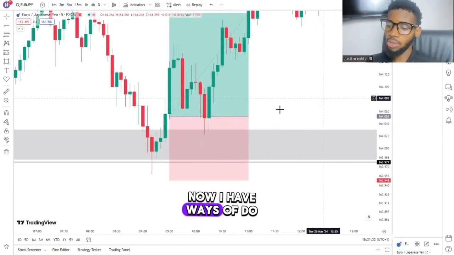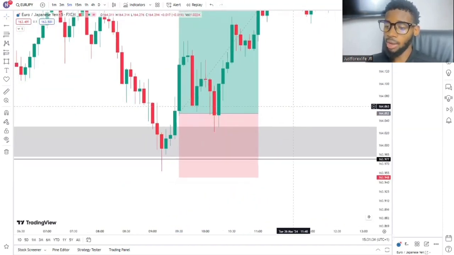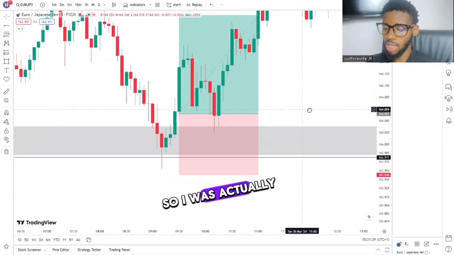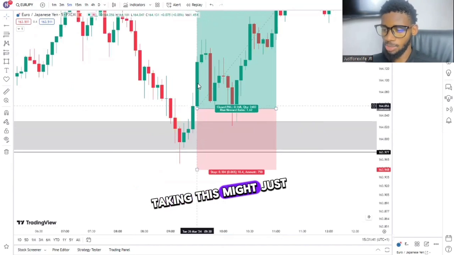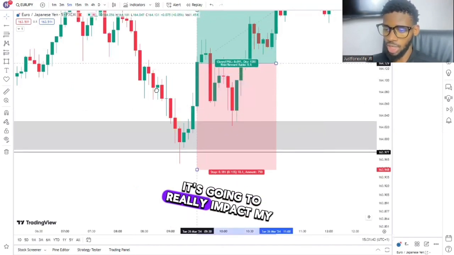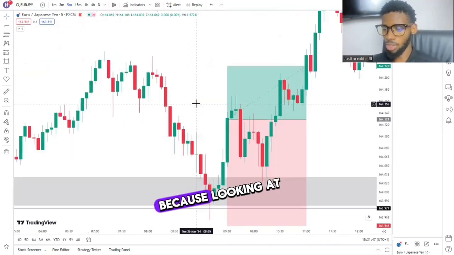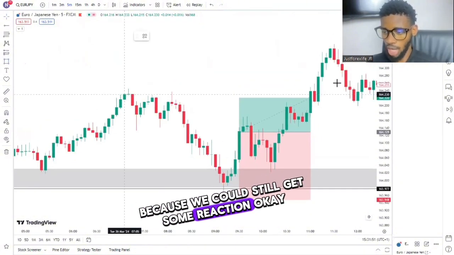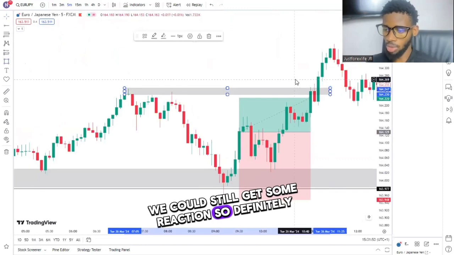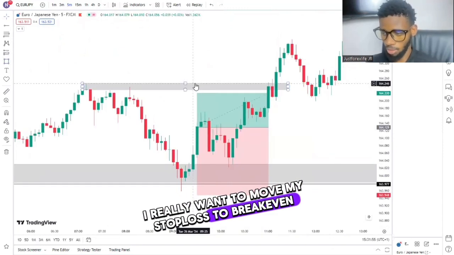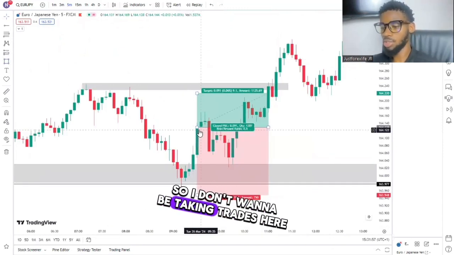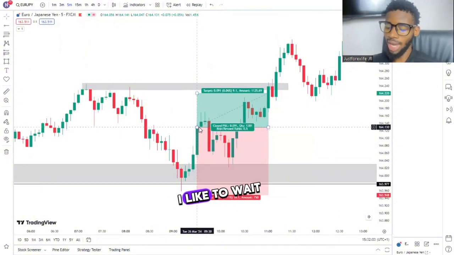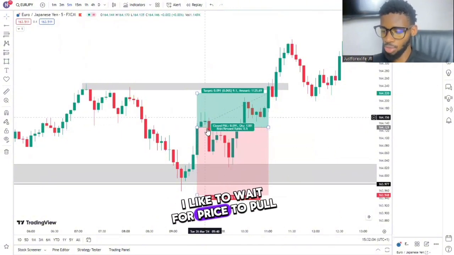Now I have ways of doing it where I know price is actually ready to go up. So I was looking at this and I was like, taking this might just be too expensive for me. It's going to really impact my risk to reward. Because looking at this, I know once price gets to this region here, we could still get some reaction. So I definitely want to move my stop loss to break even when price gets there. So I don't want to be taking trades here. Too expensive for me. So what do I do? I like to wait for pullbacks. I like to wait for price to pull back a little bit.